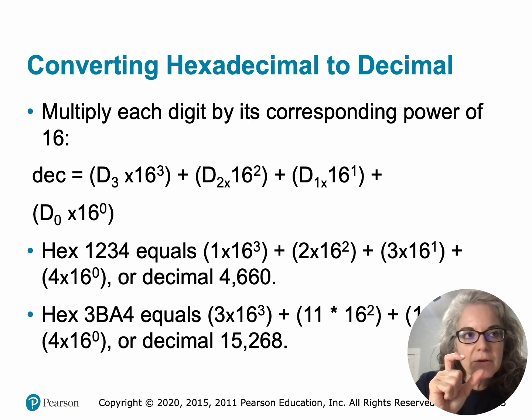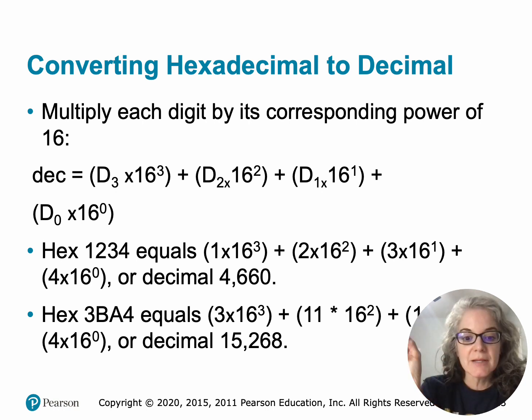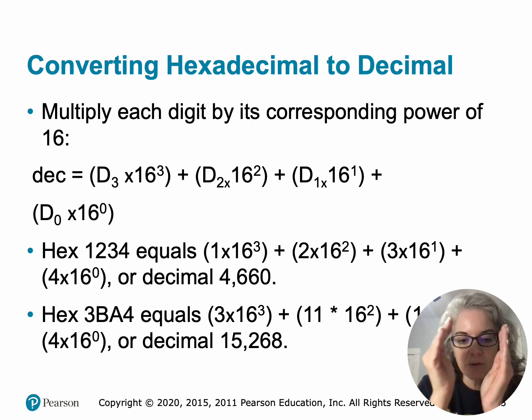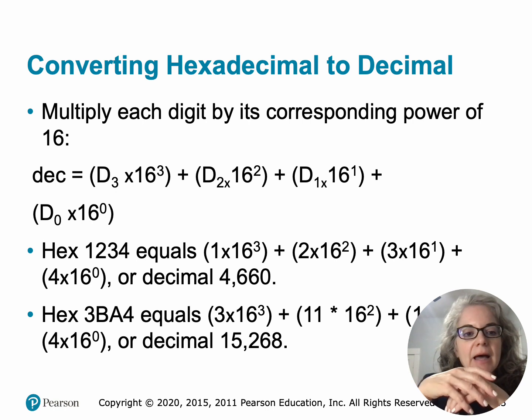And we're going to see how we add hexadecimal numbers, and that comes into play when you're at one memory location and you have to get to the memory location right next to it. Then you can do this addition of addresses. So we're converting hexadecimal to decimal.